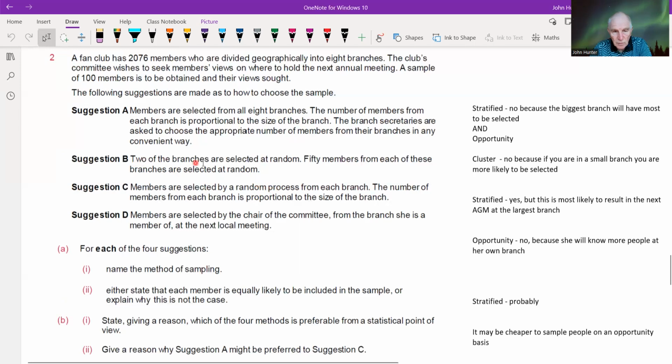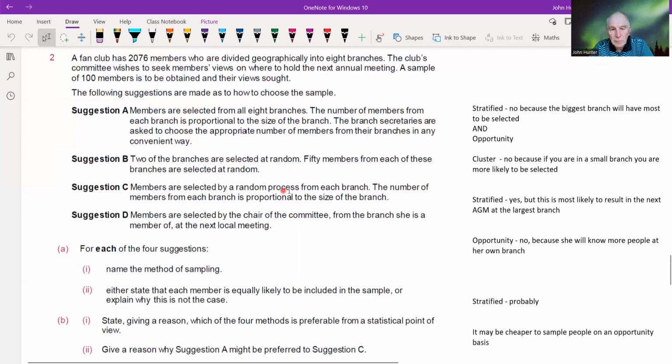Suggestion B, 2 of the branches are selected at random. 50 members from each of these branches are selected at random. Okay, so we put the 8 numbers into a hat, we choose 2. And out of those 2, with the first one, we put however many members they've got into a hat, and we choose 50 of those, and then we do that for the other branch. Okay, so this is primarily cluster, but then it is random within that.